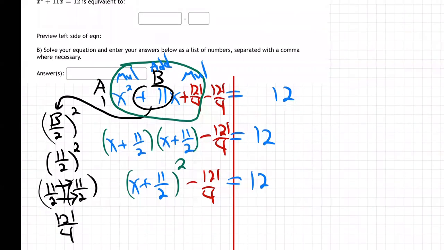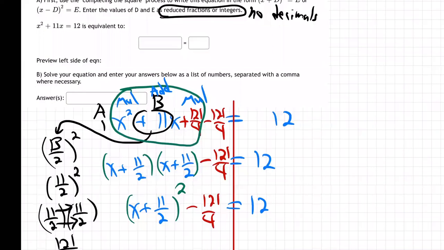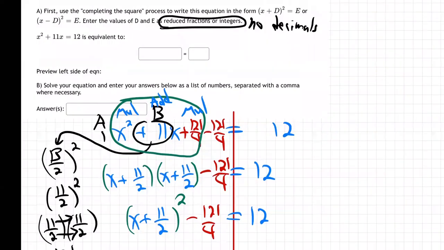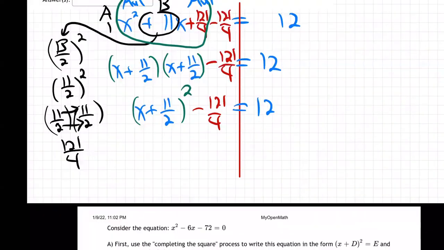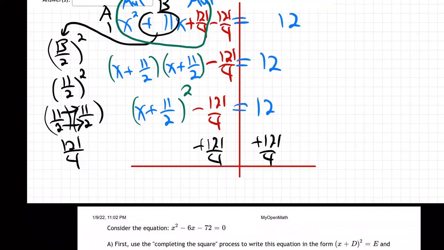All right, well, that's the answer they want in the first part. Oh, actually, no, not quite. Last thing I've got to do, this is an advanced one. I've got to add this 121 over 4 to both sides, to get rid of that. And so then I just bring this down.